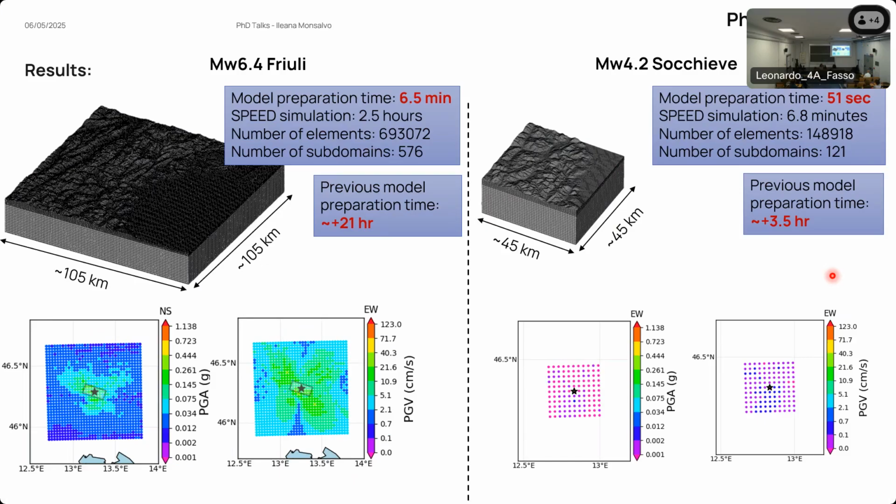Then for another earthquake that was also tested, magnitude 4.2, the time for preparing the model in real time was reduced from 3.5 hours to 51 seconds, which was also a nice result. So just going forward, the SPEED simulation for the 4.2 earthquake took 6.8 minutes using the supercomputer Leonardo that is here in Italy.